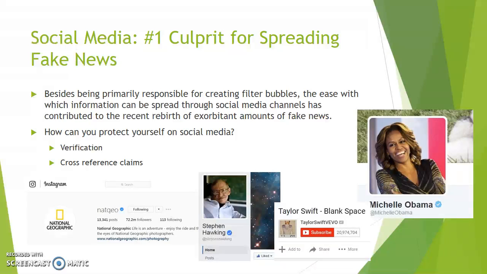Another way to protect yourself on social media is to cross-reference claims. How do you cross-reference a claim? You can Google the headline, check out other news sources that fall in the neutral territory of that bias chart. Go to Snopes.com and search for the keywords from the headline to see if the claim has been fact-checked. Go to factcheck.org or politifact.org, other fact-checking sites.